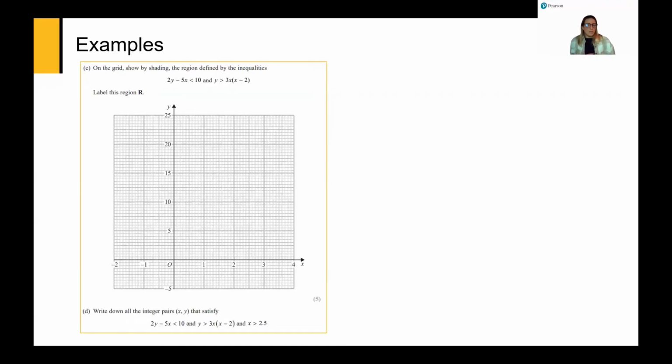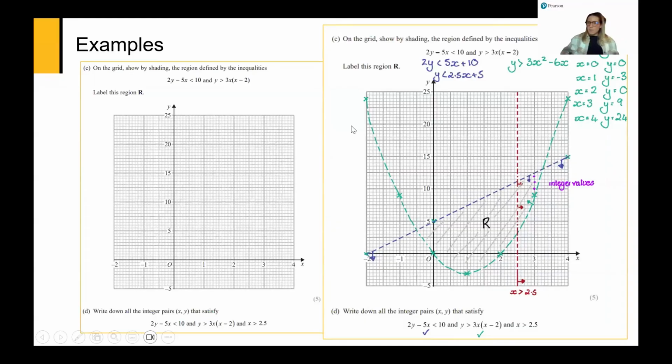So we've got 2y minus 5x is less than 10, and then y is greater than 3x, all multiplied by (x minus 2), and they need to label that region. So I've got the solution here. We've got worked solutions for questions on the website, also on the Maths Emporium. So just denoted in different colours, we've got the working out for the left-hand inequality in blue and the right-hand one in green. So we've got a nice curve.